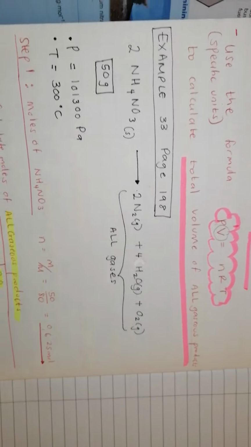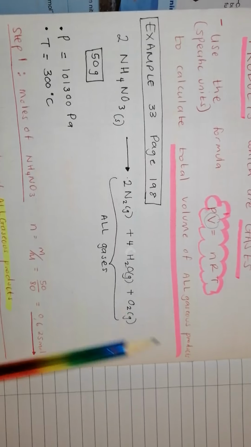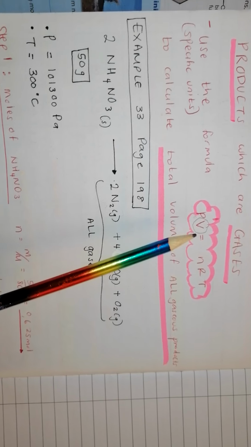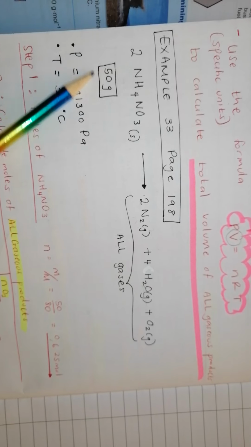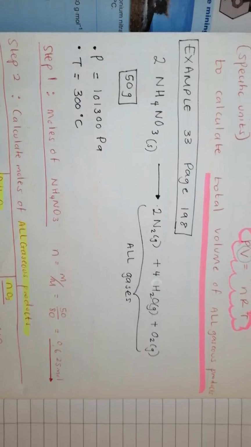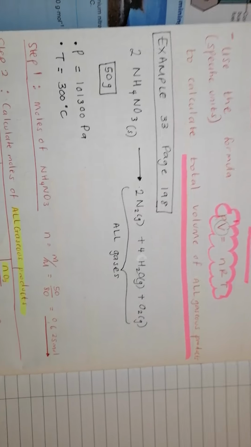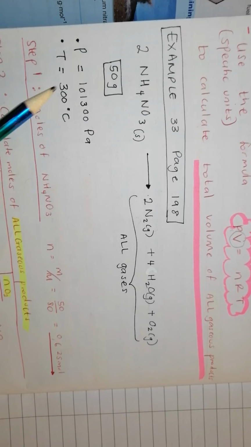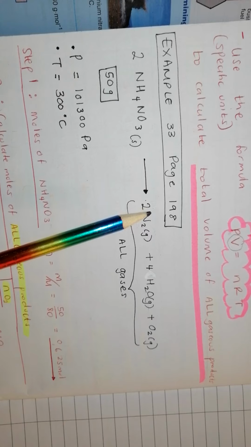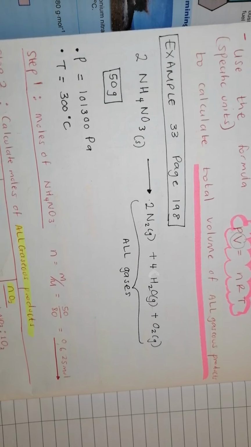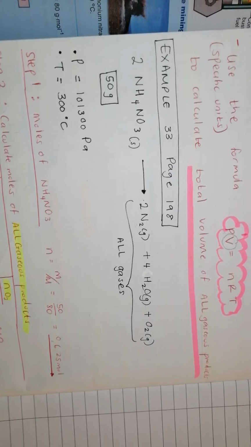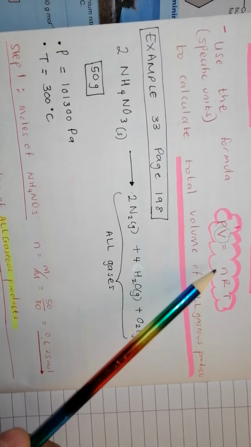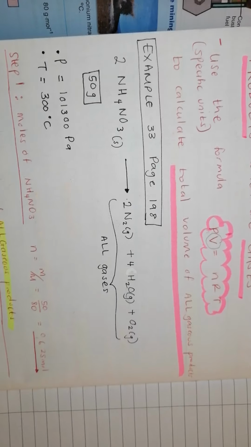Okay, right, now the first step is, before we can use this formula to work out volume, they gave us the mass of the reactant, and from the mass of the reactant we're going to use normal stoichiometry, where we work out the moles of the reactant, and from the moles we're going to use the ratios and work out the moles of each one of these products. And then once we have those moles, then we can use this formula, PV equals nRT.